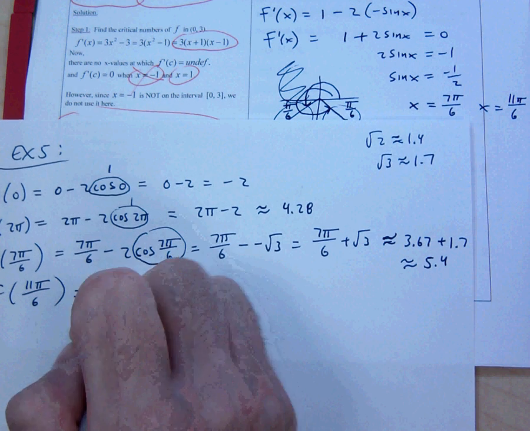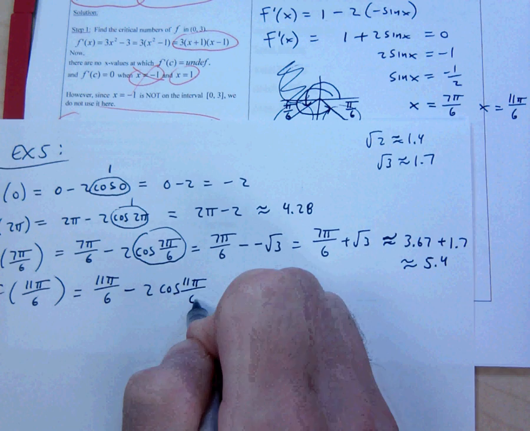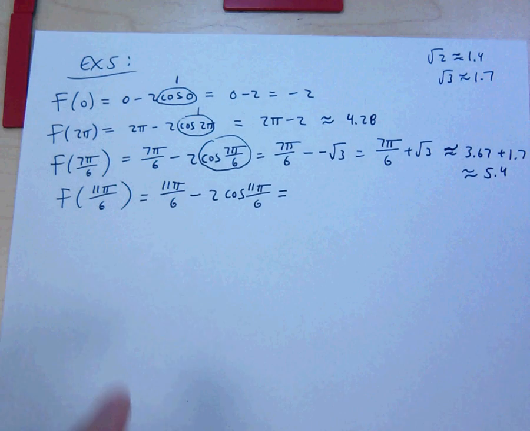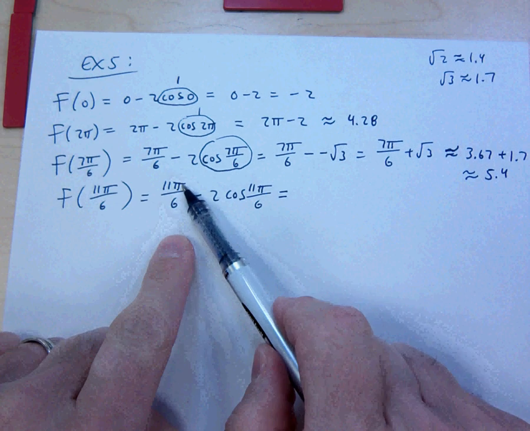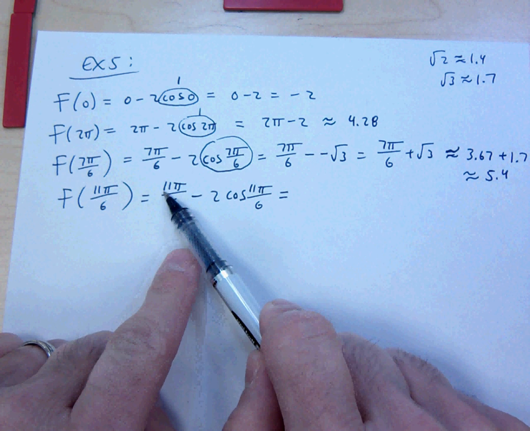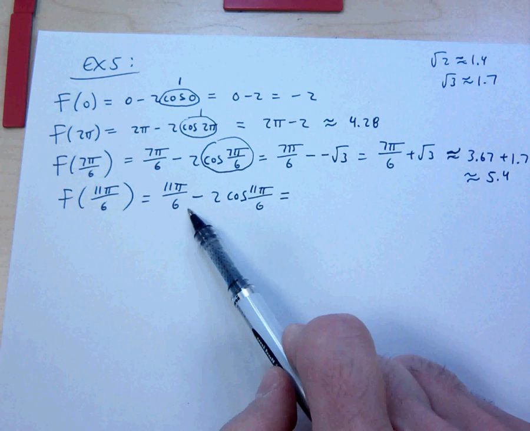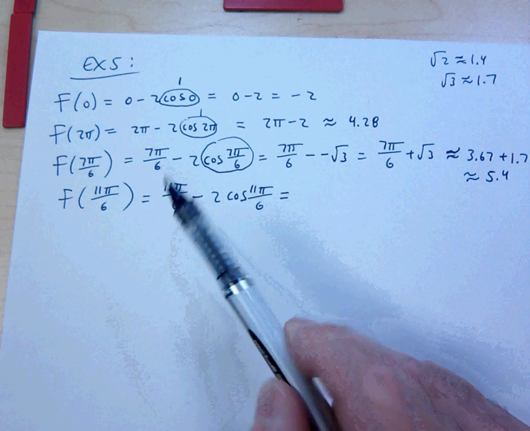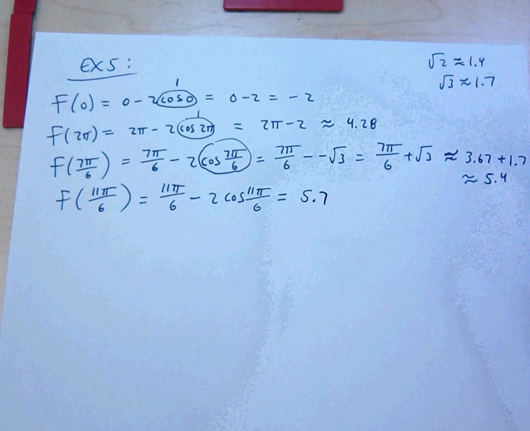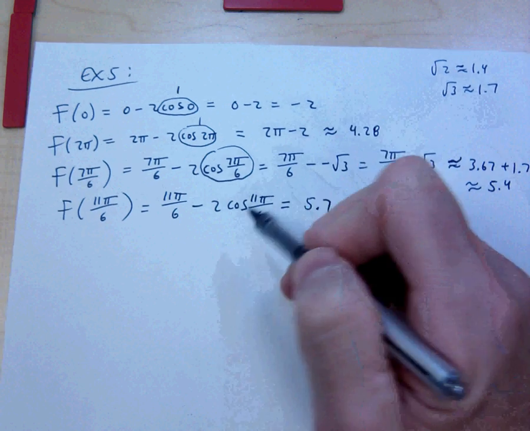All right, and then do the same thing here. 11 pi over 6 minus 2 cosine of 11 pi over 6. Again, use 3.14 there times 11. What does that give you? About 34 maybe? And what's 34 over 6? About 5.67 or something, maybe 5.7 or so, just roughly. Yes? Yes or no?